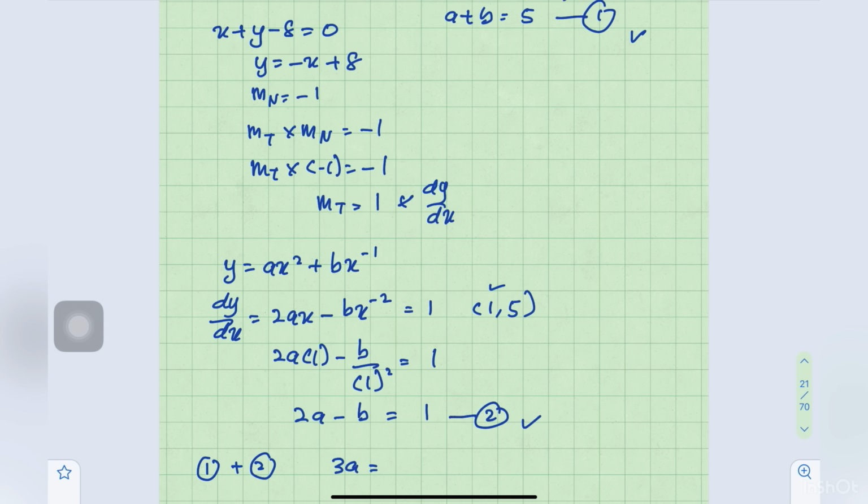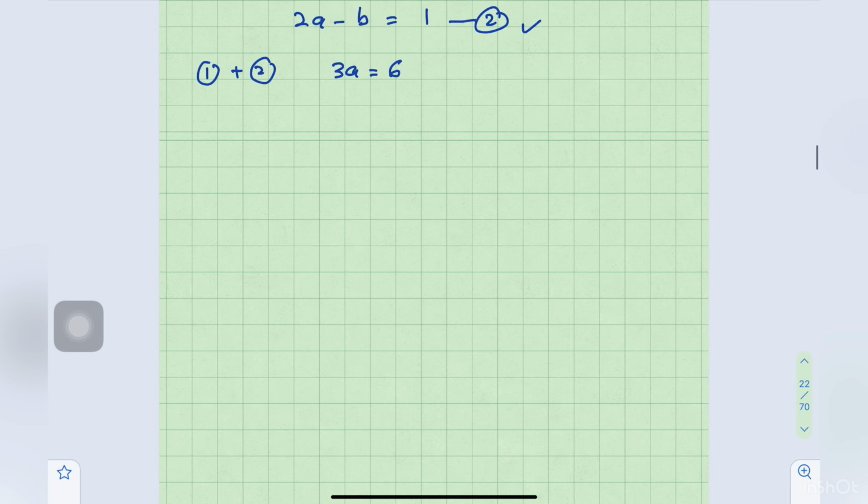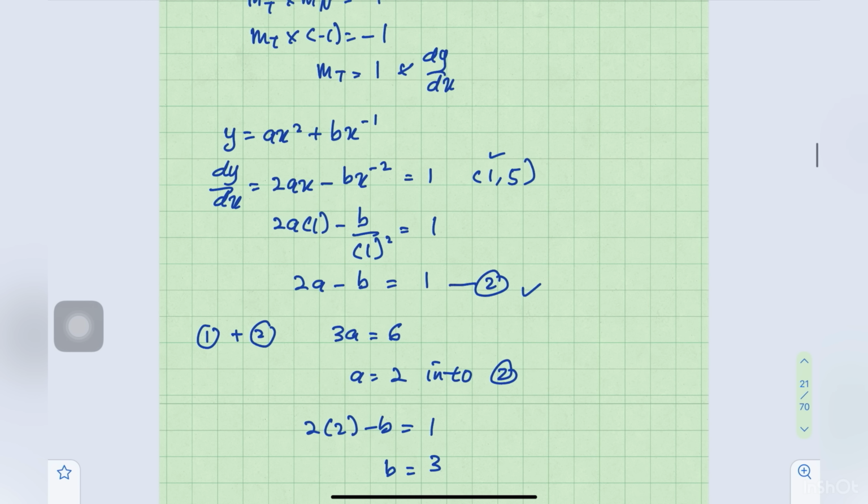Okay, B plus negative B, 0. So, 5 plus 1 is 6. Okay, so kita bolehlah cari A. Okay, so A equals to 2. So, into katakanlah 2. So, 2 times 2 minus B equals to 1. So, B dapatlah. B equals to 3. So, then A to B 3. So, dapat dua-dua value of A and of B.